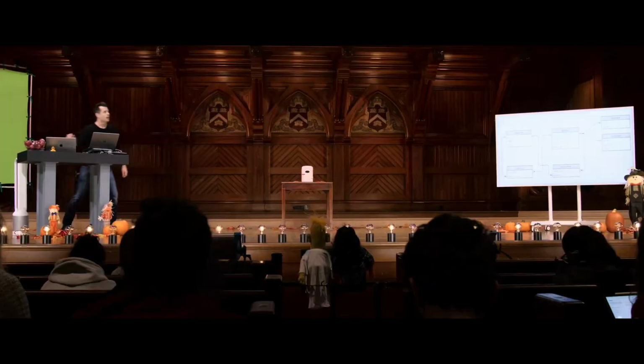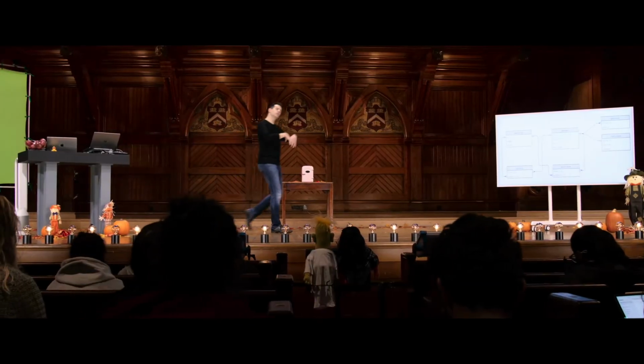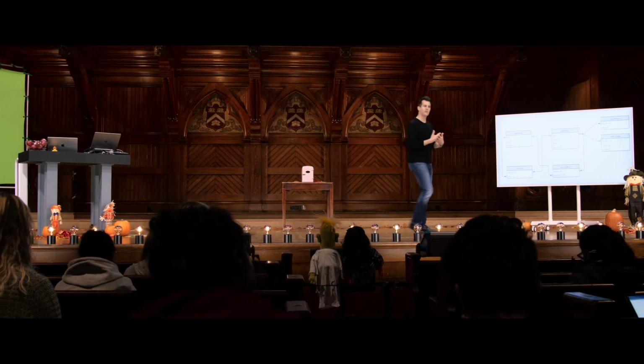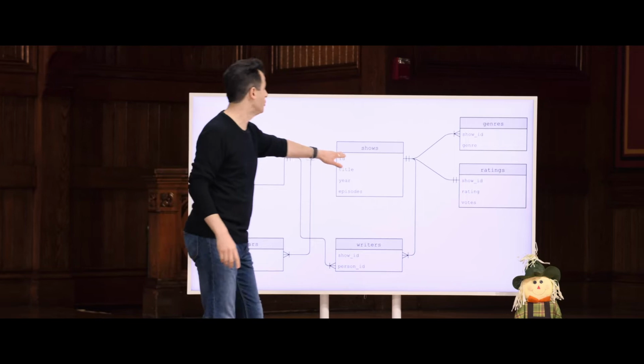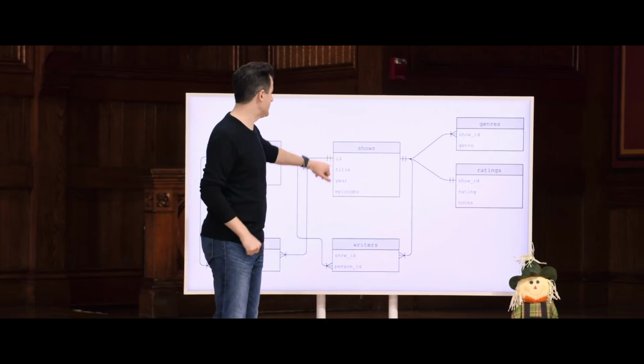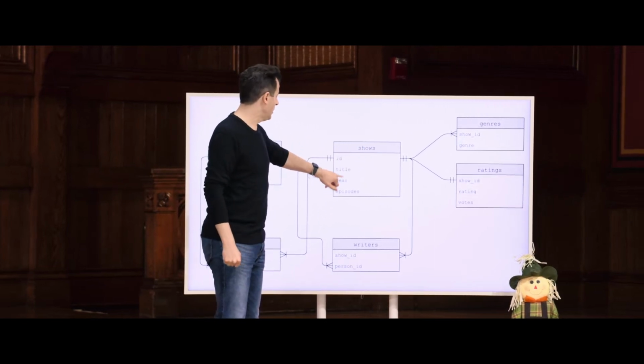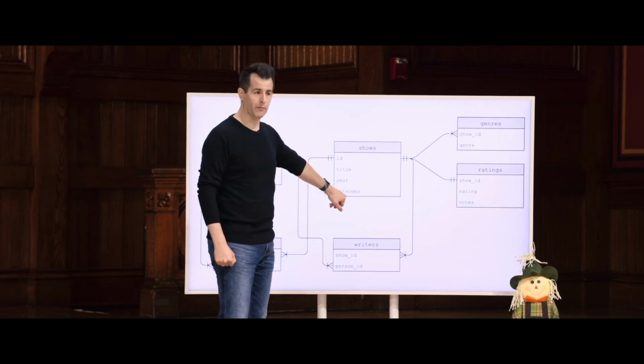Well, if I go back to the picture from earlier here, you'll see that this picture captures the relationships among these various tables. So for instance, if we focus on shows for just a moment, a show, again, has a unique ID, a title, a year in which it debuted, and a total number of episodes.